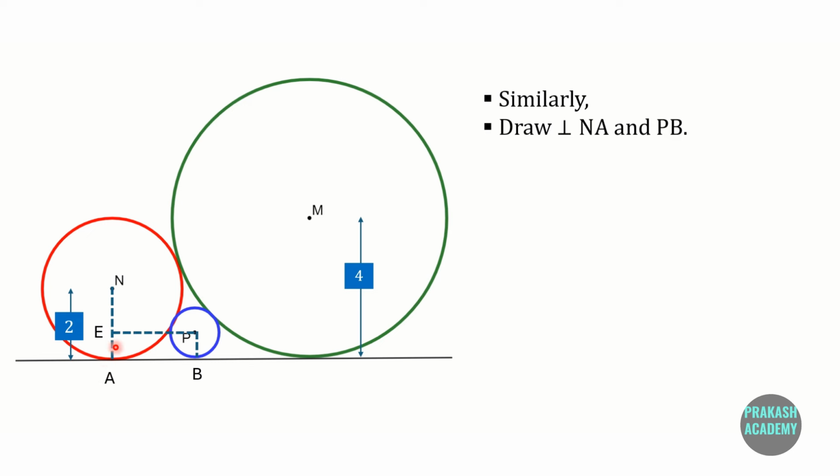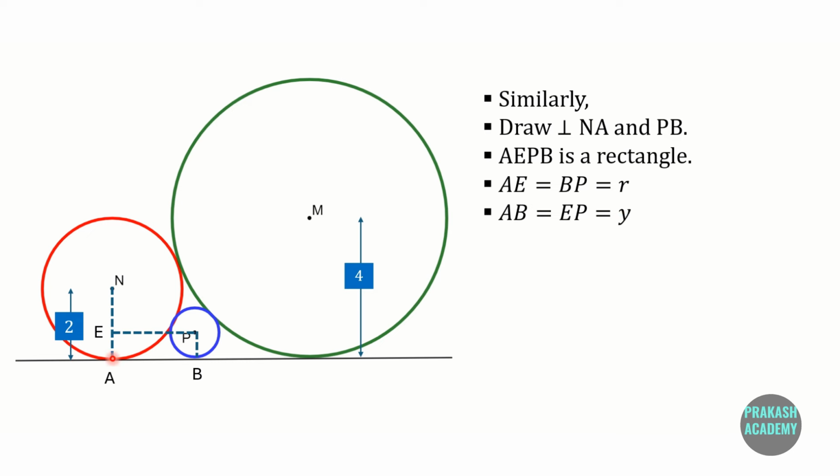Now this is 90, this is 90, this is 90. So this has to be 90. This means this is a rectangle. This means this distance is R. So this distance is also equal to R. So AEPB is a rectangle, and in this case distance EA or AE is equals to BP, which is equals to the small radius R.